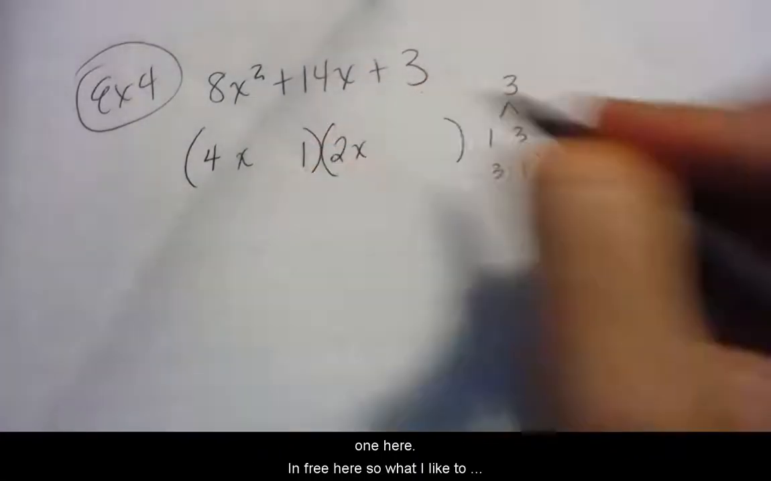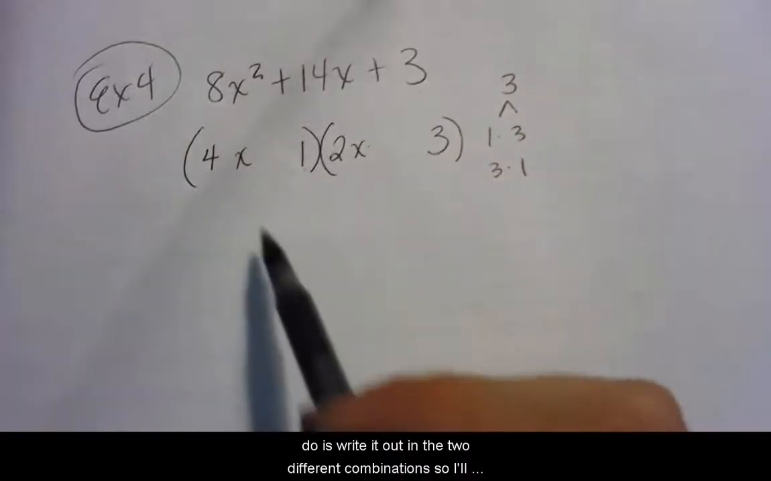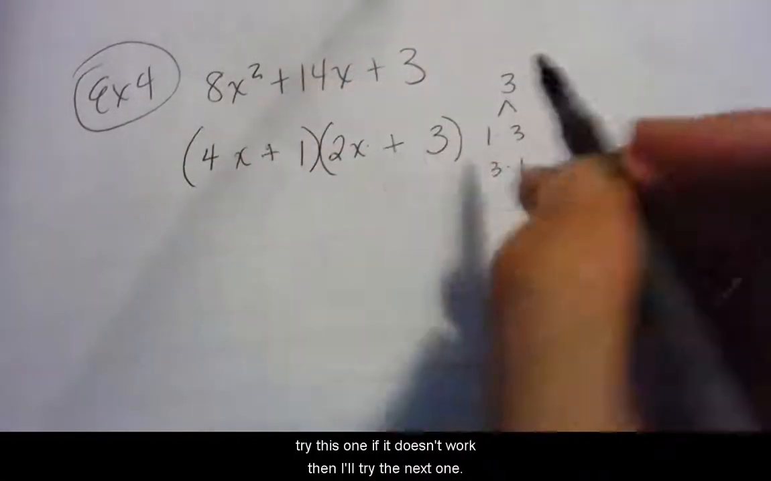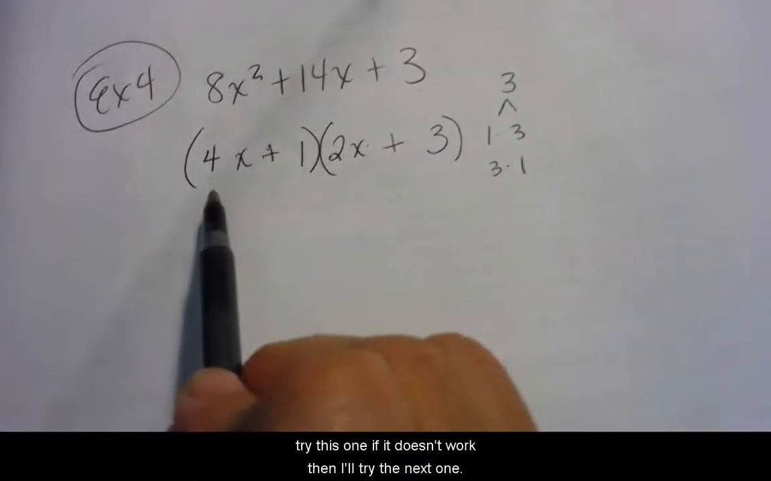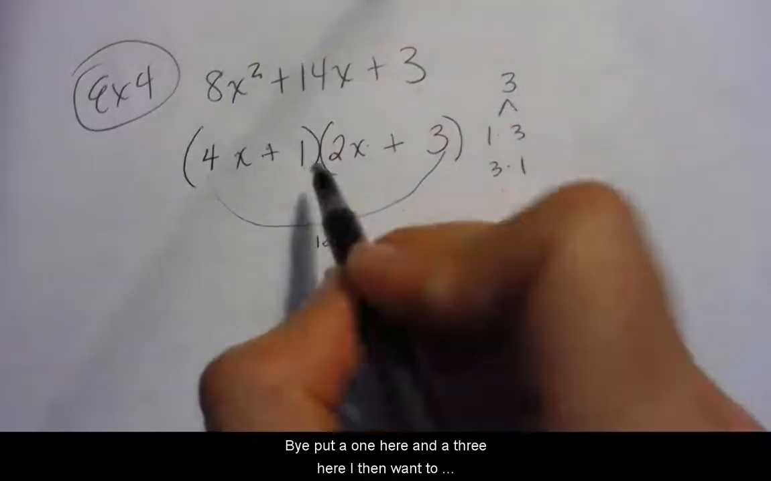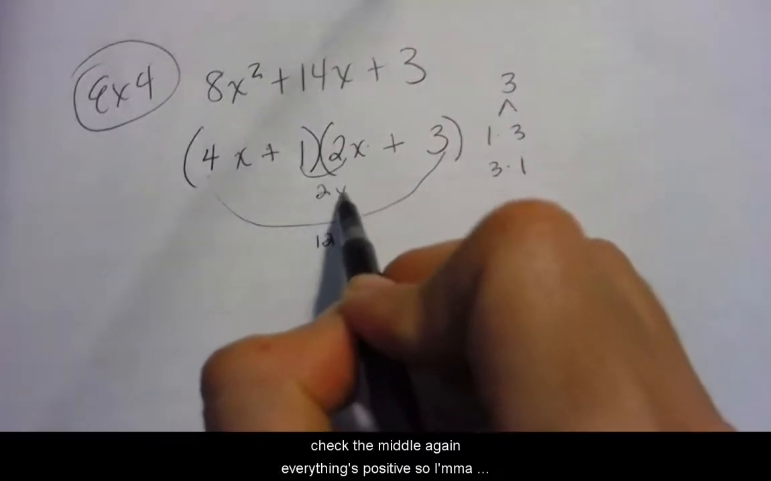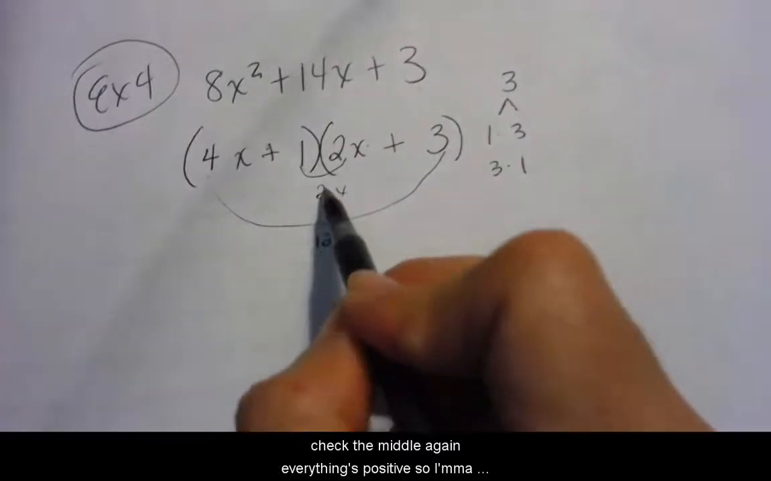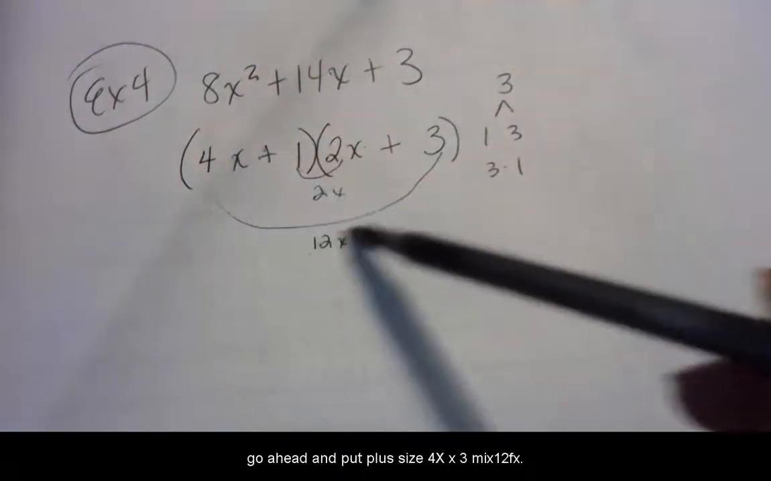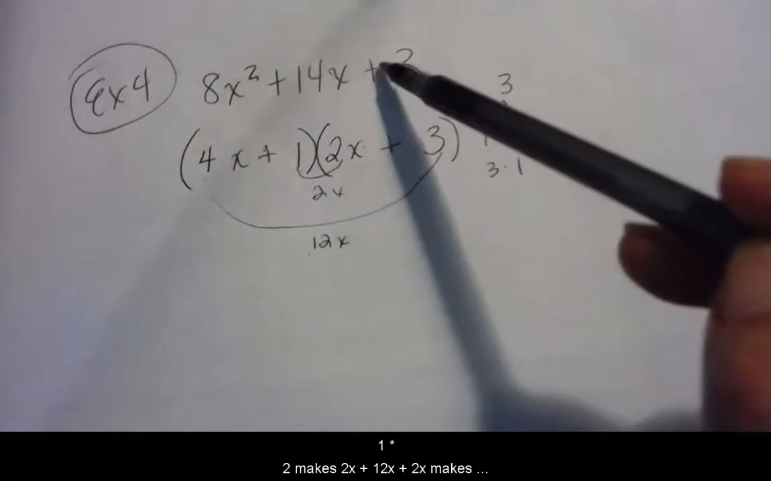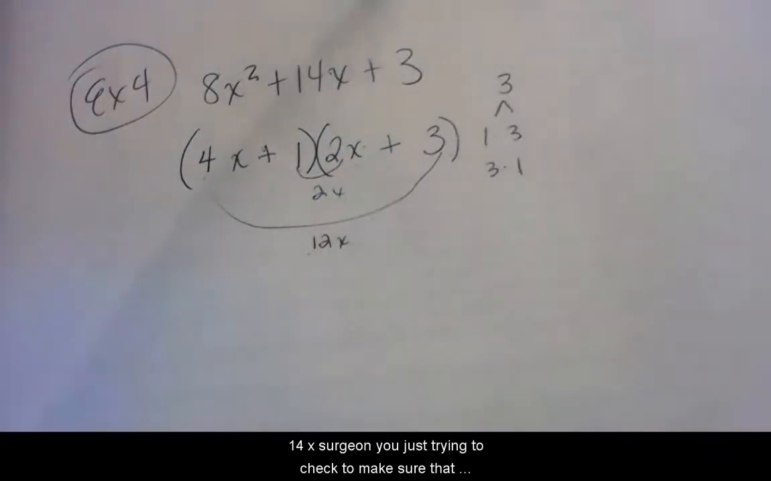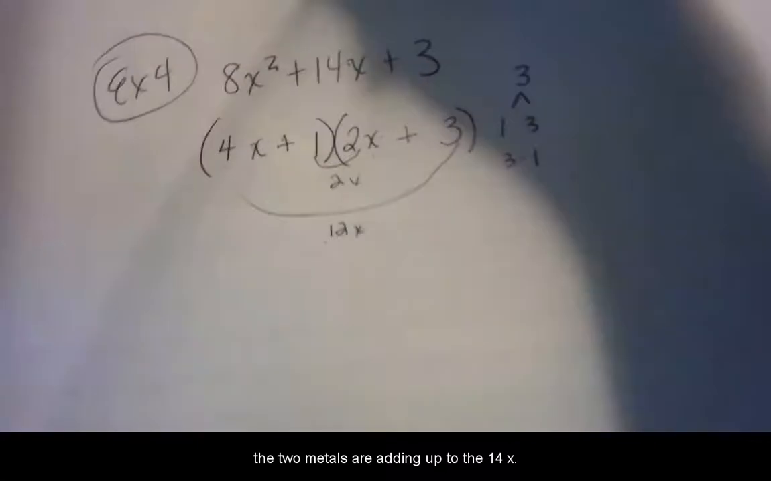So if I put a 1 here and a 3 here, I then want to check the middle. Again, everything's positive, so I'm going to go ahead and put plus signs. So let's see, 4x times 3 makes 12x, 1 times 2 makes 2x, and 12x plus 2x makes 14x. So again, you're just trying to check to make sure that the 2 middles are adding up to the 14x. Alright, let's look at one with a negative.